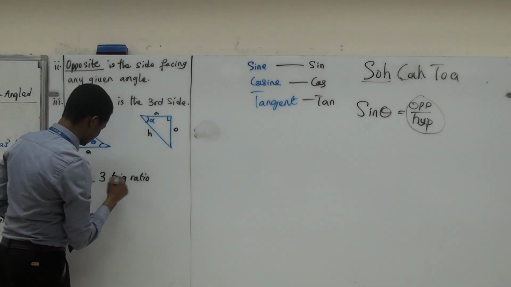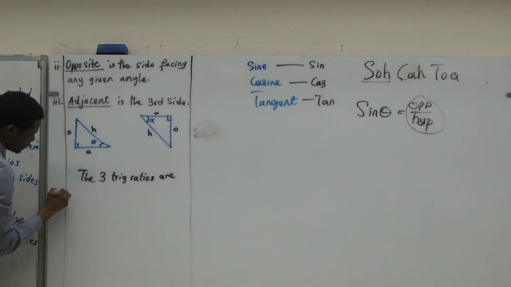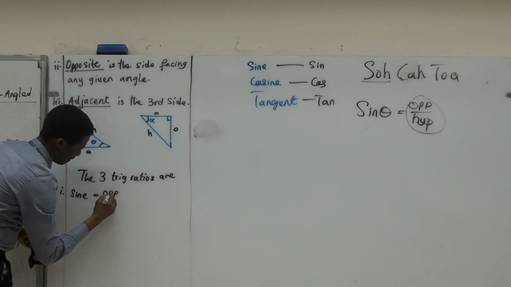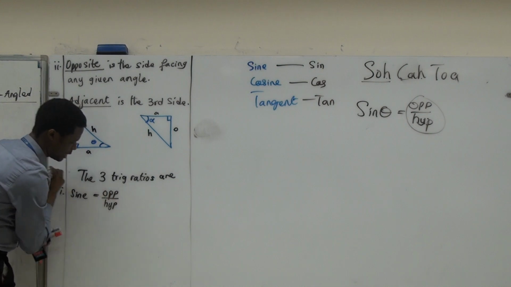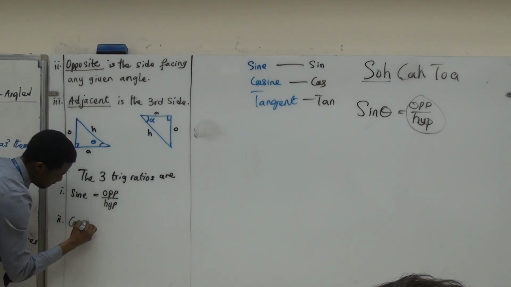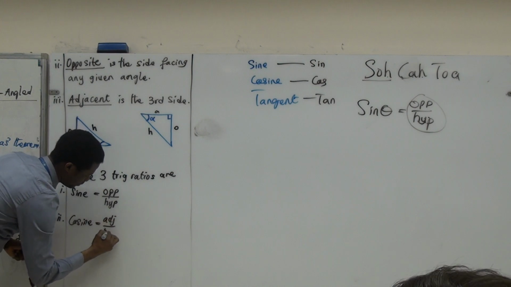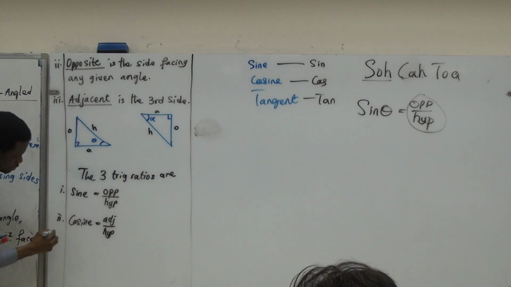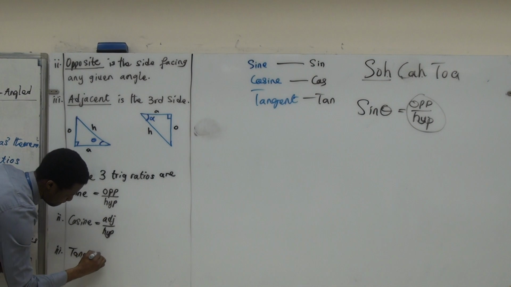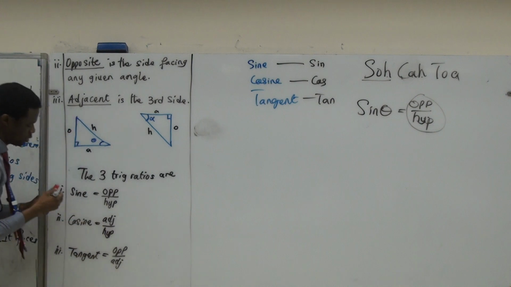Thank you. The three trig ratios are sine, which is opposite divided by the hypotenuse of any right angle triangle. Cosine, which is adjacent divided by the hypotenuse of any right angle triangle. And tangent, which is opposite divided by the adjacent of any right angle triangle.